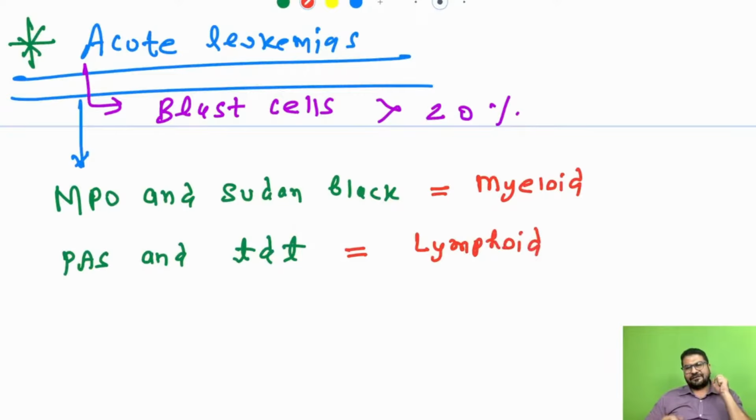This is the point where students make mistakes. What mistake do they make? They see an old person and say chronic leukemia, they see a young person and say acute. It doesn't work like that. So this is the wrong way to solve an MCQ. Understand this thing. Old people can also have AML. They can even have ALL. You have to see blast cells more than 20%. Suppose they mention lymphoblasts, meaning blast cells more than 20. Suppose they mention blast cells are 25%.